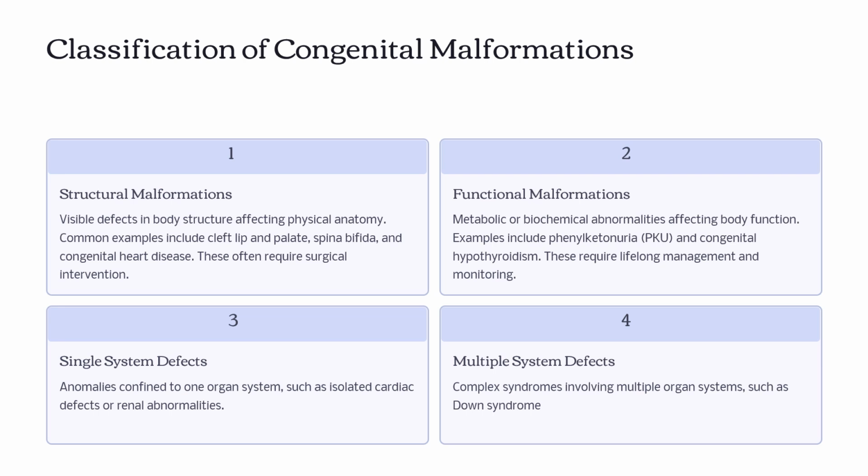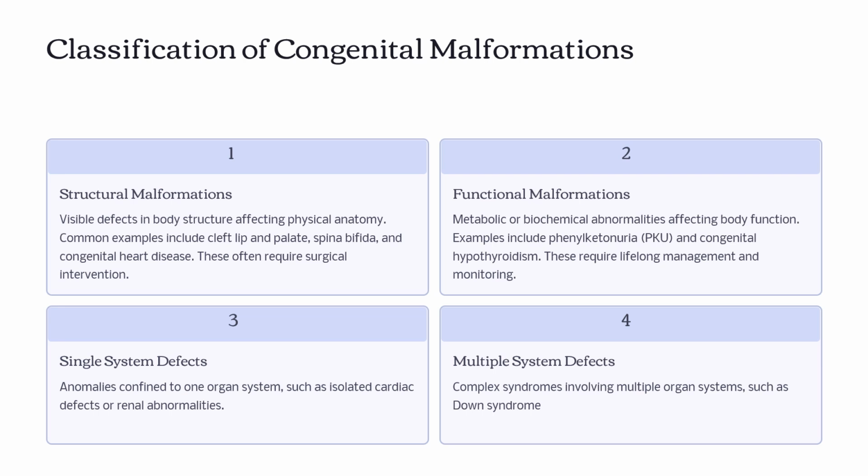The first one is structural malformations. As the name itself suggests, these are visible defects in body structure affecting physical anatomy, for example cleft lip and cleft palate, spina bifida, or congenital heart disease. This is specifically anatomy related, and it can affect the body structures.